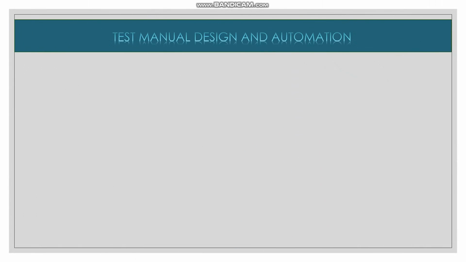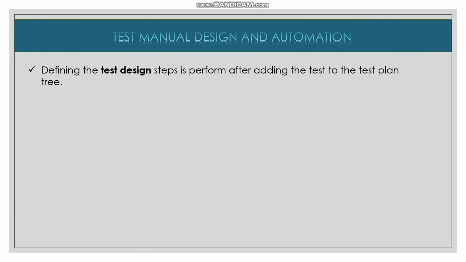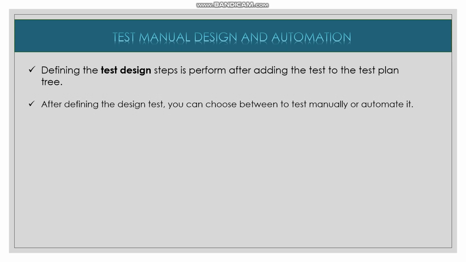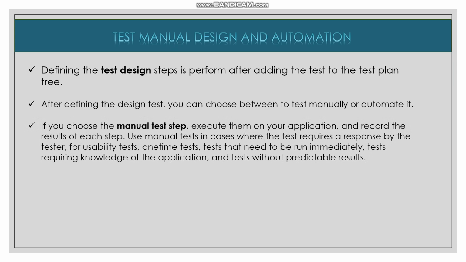Next is the test manual design and automation. Defining the test design steps is performed after adding the test to the test plan tree. After defining the test design, you can choose between testing manually or automated. If you choose the manual step, execute them on your application and record the results of each step. Use manual tests in cases where the test requires a response by the tester, for the usability test, one-time tests, tests that need to run immediately, tests that require knowledge of the application, and tests without predictable results.